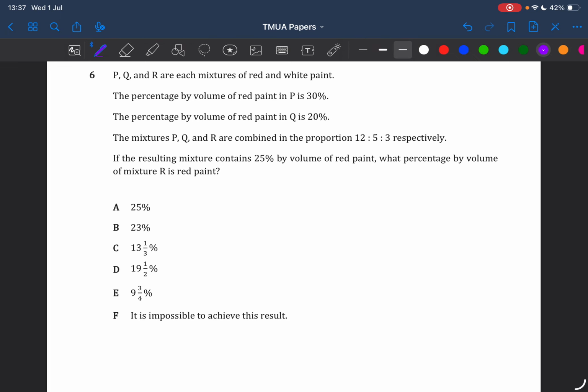Let's keep going. P, Q, and R are each mixtures of red and white paint. We've got 30% red in P, 20% in Q. They combine proportionally in 12, 5, and 3, respectively. If the resultant mixture contains 25% volume of red, what percentage of R is red?